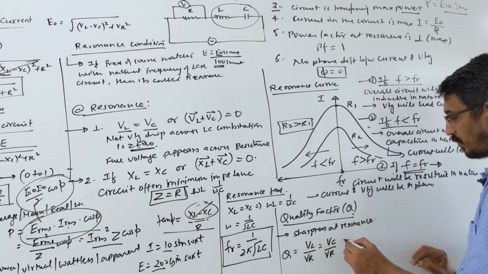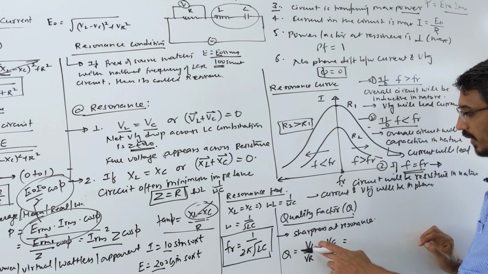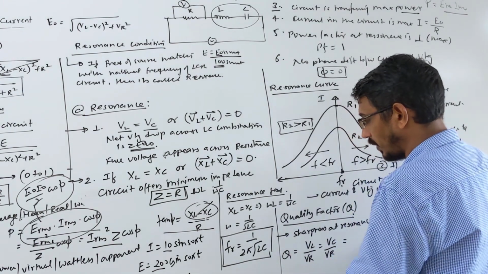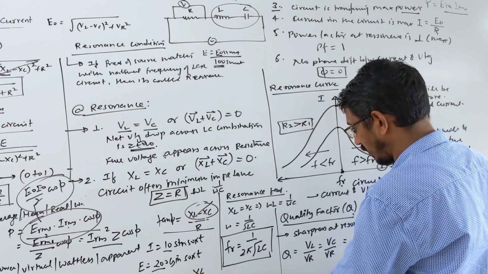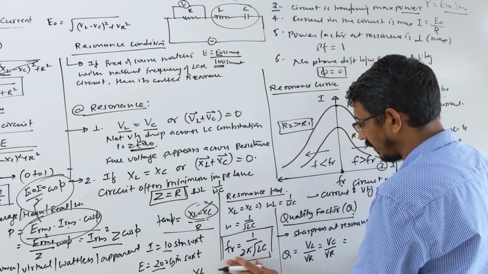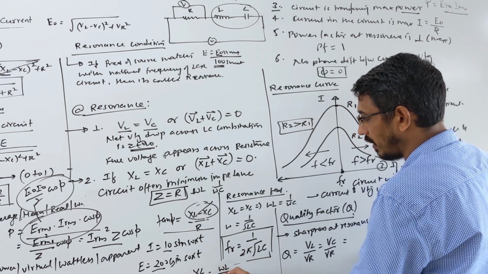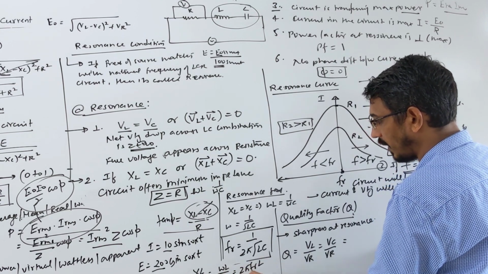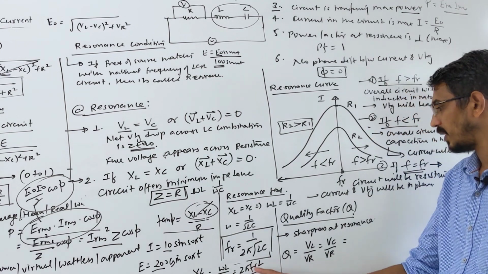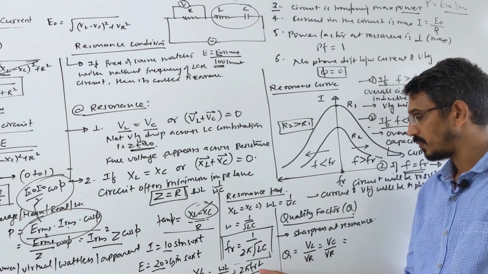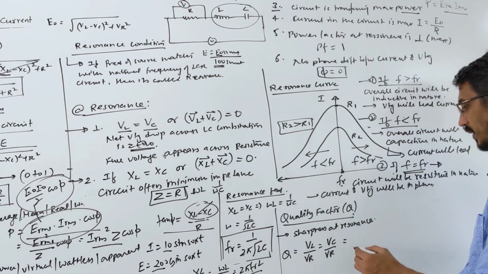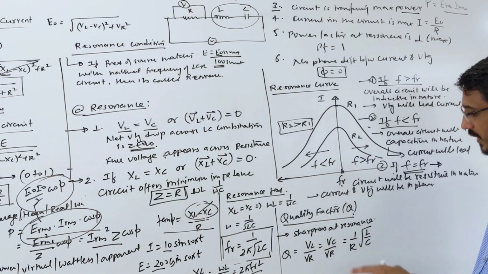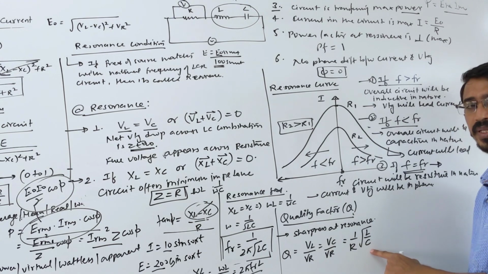So when you put the values here, like I am doing separately, VL is I into XL, right? So you can also write XL by R. XL is omega L by R. Omega is 2 pi FR, into L by R. Now the frequency we already wrote here, let's put that value here. Then we get this answer: 1 by R is equal to root L by C. Same when you do VC and VR, you get the same answer.